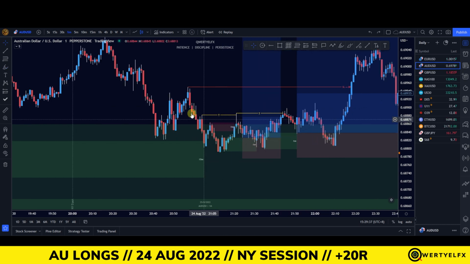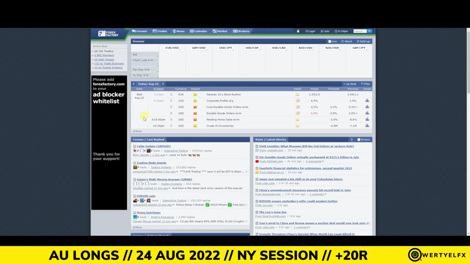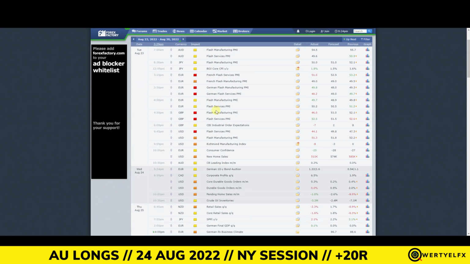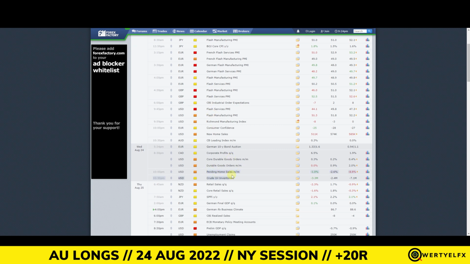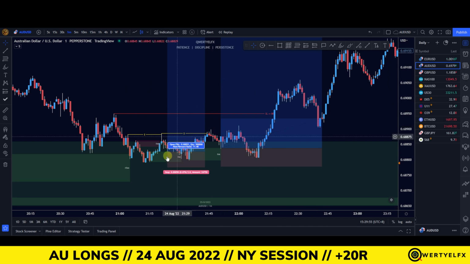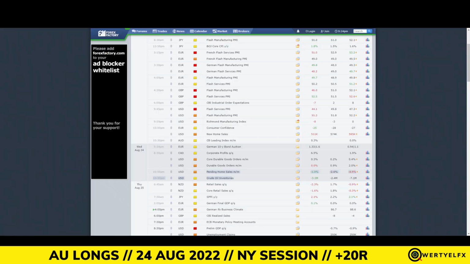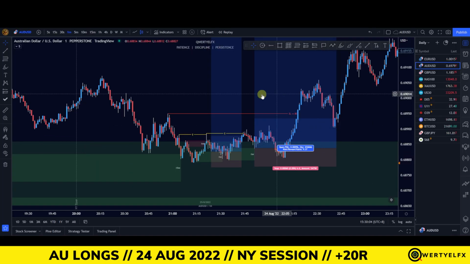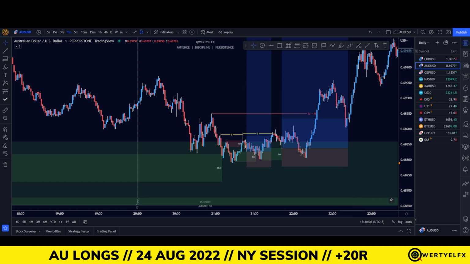So you can see that price is very choppy, ranging for a bit first, because I think yesterday there wasn't any news, but we do have some US dollar pending home sales news which caused that push that happened after that. That could have been the reason why price was ranging, pending both the home sales as well as the crude oil at that timing. So once we had that news and price cleared these highs, stop loss was put to break even.